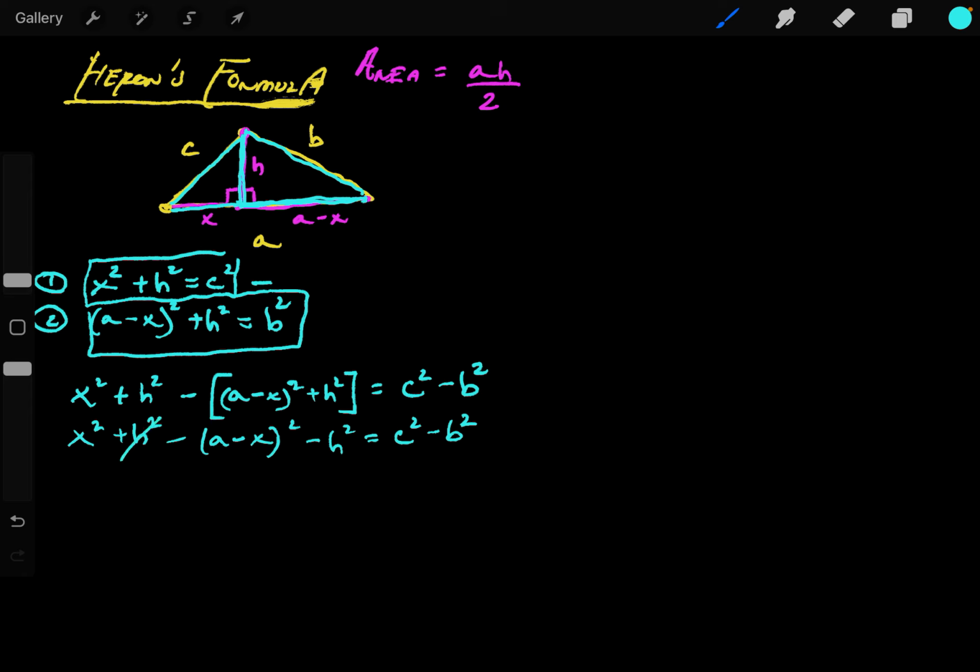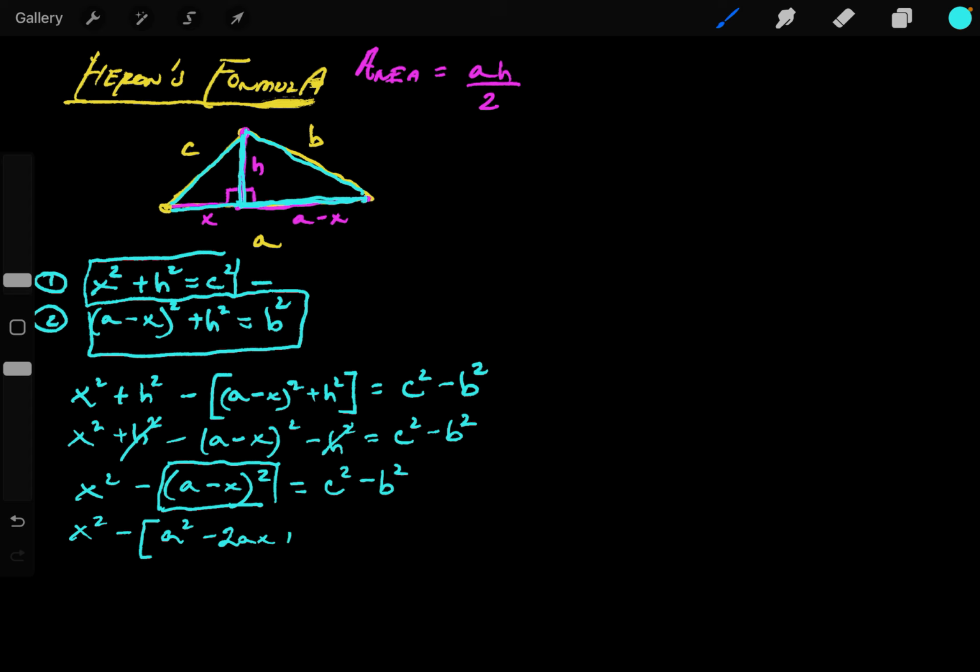And then you should see that the h squareds cancel, and then you have x squared minus (a minus x) squared is equal to c squared minus b squared. And then this foils out. When you foil it out, you get, in parentheses, a squared minus 2ax plus x squared. Take your time with foiling it out: do (a minus x) times (a minus x), and distribute if need be. I'm going to skip that step. This is equal to c squared minus b squared.